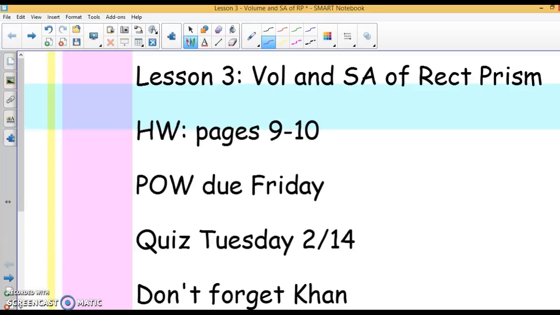This is the third lesson in the 3D geometry unit. It's volume and surface area of rectangular prism. The homework that goes along with this is page 9 and 10.